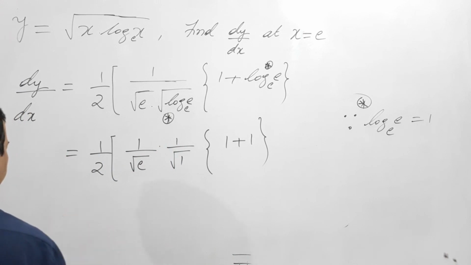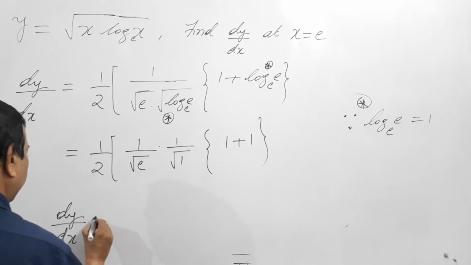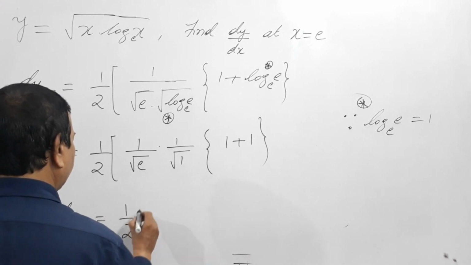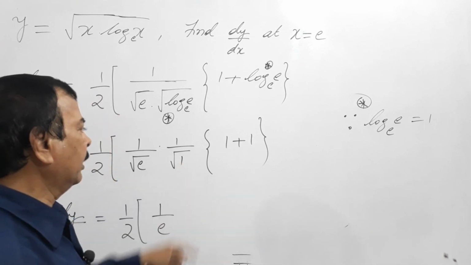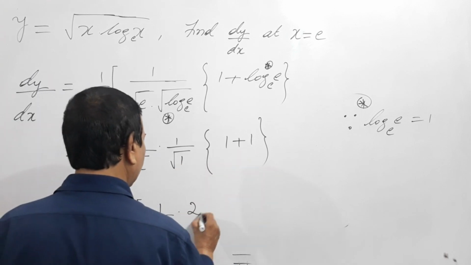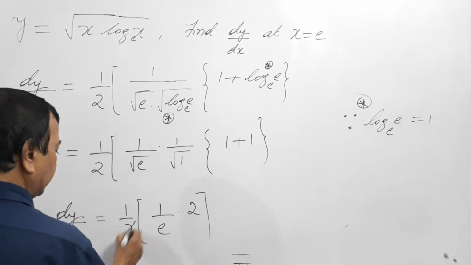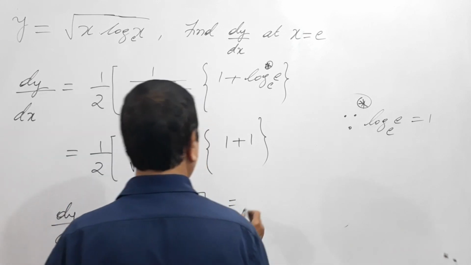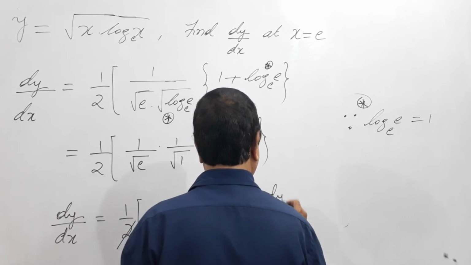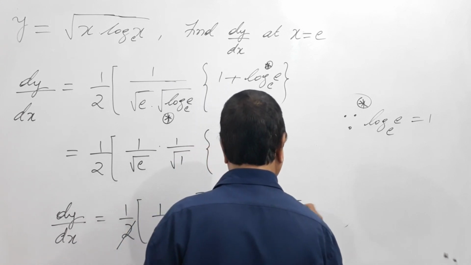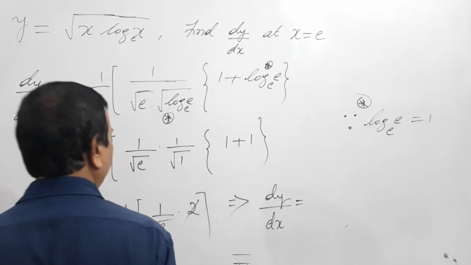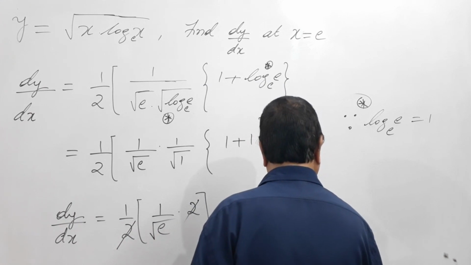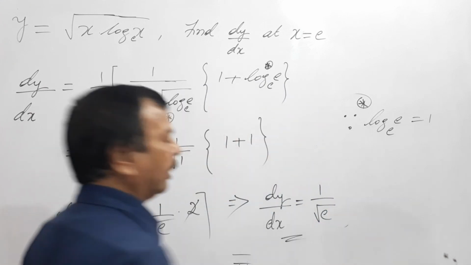So on the left hand side we have dy by dx equals half, I remove the bracket, this is 1 by root e, into 1, and 1 plus 1 is 2. So this 2 and this 2 cancel, that is dy by dx equals 1 by root e. This is the required answer.